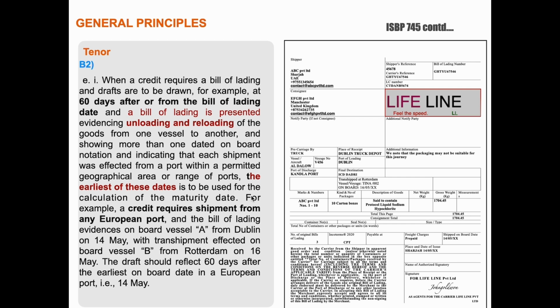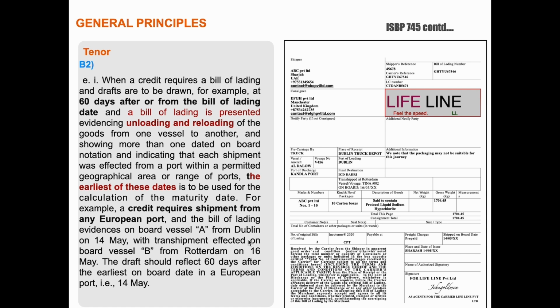For example, the credit requires shipment from any European port, and the bill of lading evidences onboard vessel A from Dublin on 14 May with transshipment effected on board vessel B from Rotterdam on 16 May. The draft should reflect 60 days after the earliest onboard date in a European port, that is 14 May.